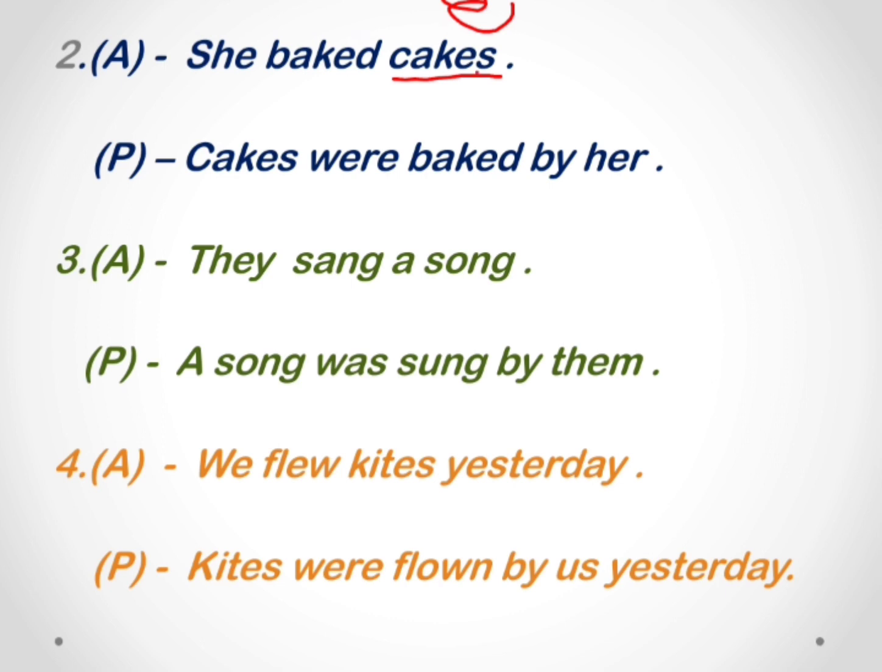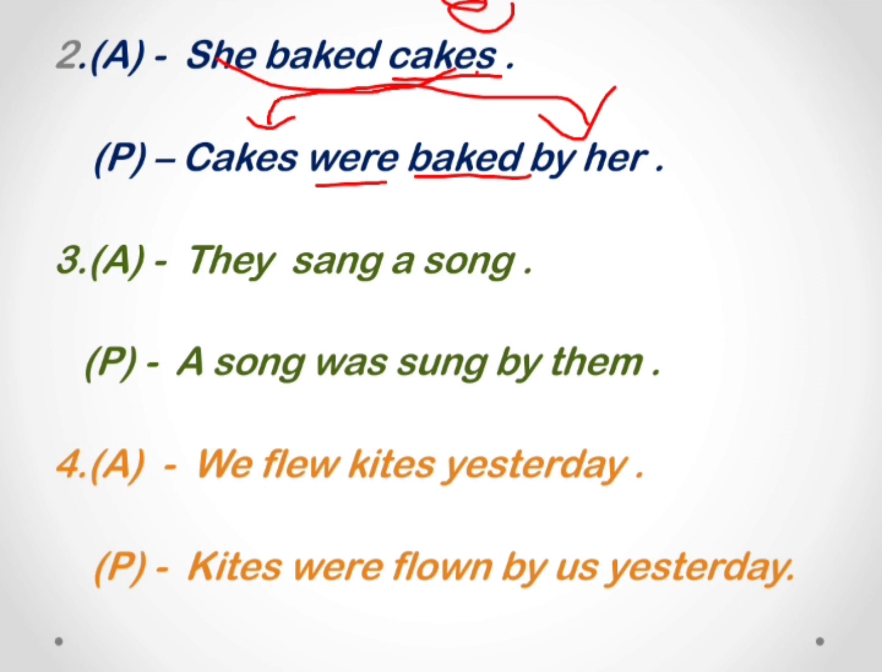So, the cakes is the object in the active voice. That will become the subject of the passive voice. She will change to by her. Now, baked will take the transformation. Cakes is the plural form. So the plural be verb in the past tense is were and the past participle for baked is baked. So cakes were baked by her.